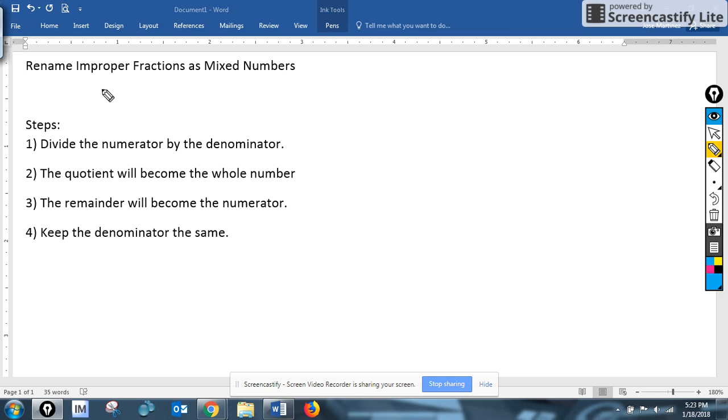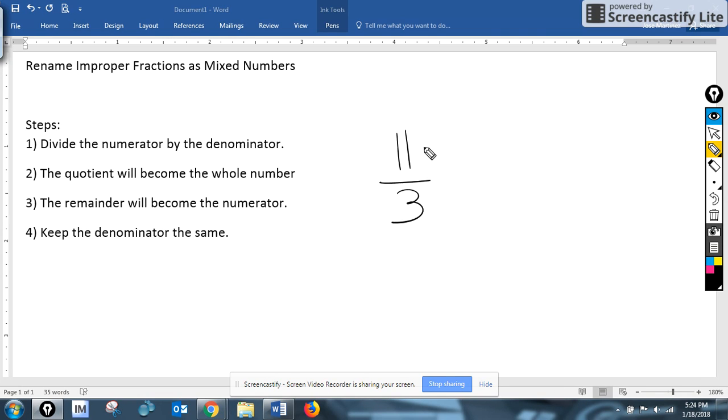Alright, in this video I'm going to show you how to rename an improper fraction as a mixed number. But this time I'm going to show you how to do it first, and then I'm going to show you with the steps. I'm going to start with an improper fraction such as 11 over 3.